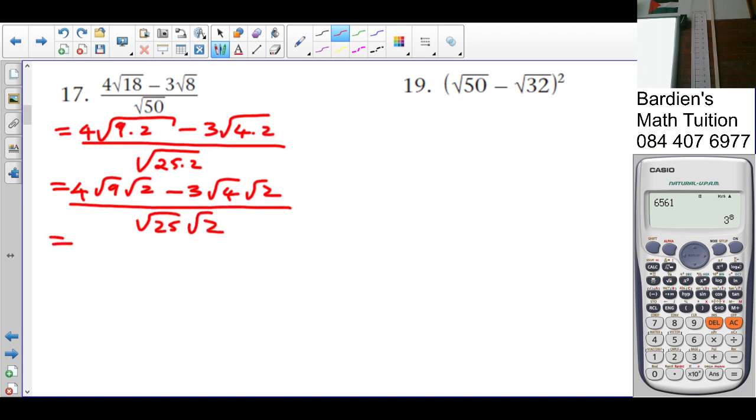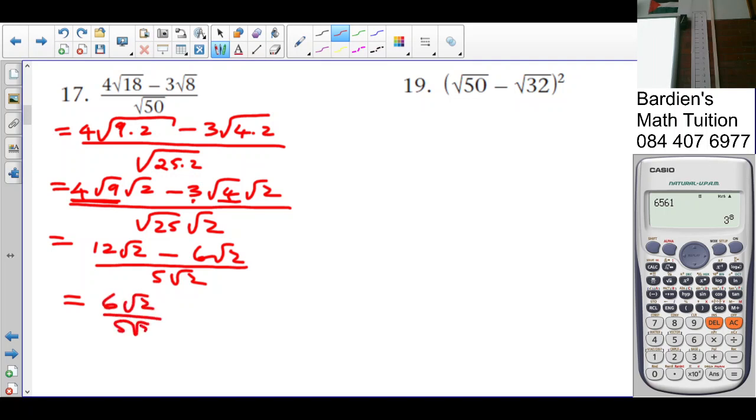So the root of 9 is 3. 3 times 4 is 12. So it's 12 root 2 minus, the root of 4 is 2. 2 times this 3 is 6 root 2. Over the root of 25 is 5 root 2. So 12 root 2 minus 6 root 2 is 6 root 2 over 5 root 2. The root 2 is cancelled, so it's going to be 6 over 5. You guys okay with that? Any confusion? No?